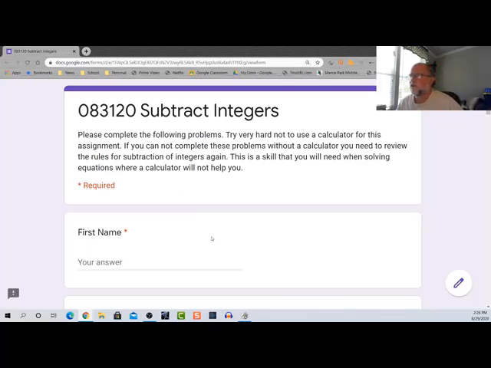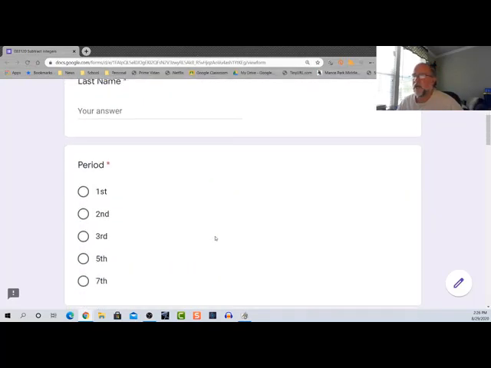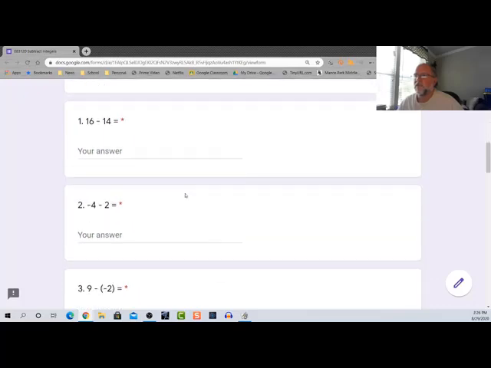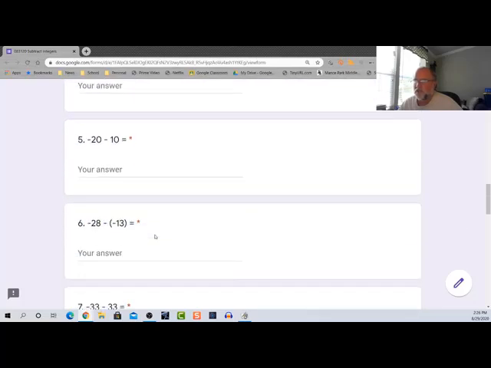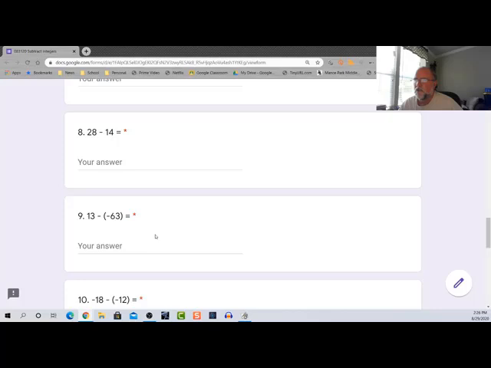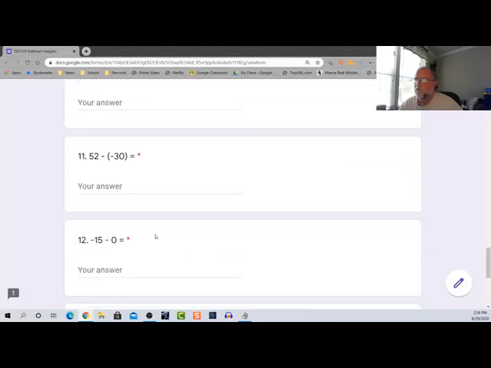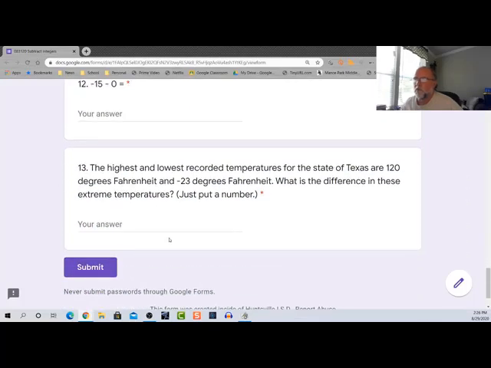You'll notice the instructions are exactly the same. Put your first name in, last name, select your period. But this time we've got subtraction problems instead of addition problems. So the first 12 questions are just simple little subtraction problems. No big deal. Just put in your answer. And then we get down to the word problem. Now, many of you last week didn't watch the video whenever I explained the question, so let me explain this one. This one's kind of a tricky one also.